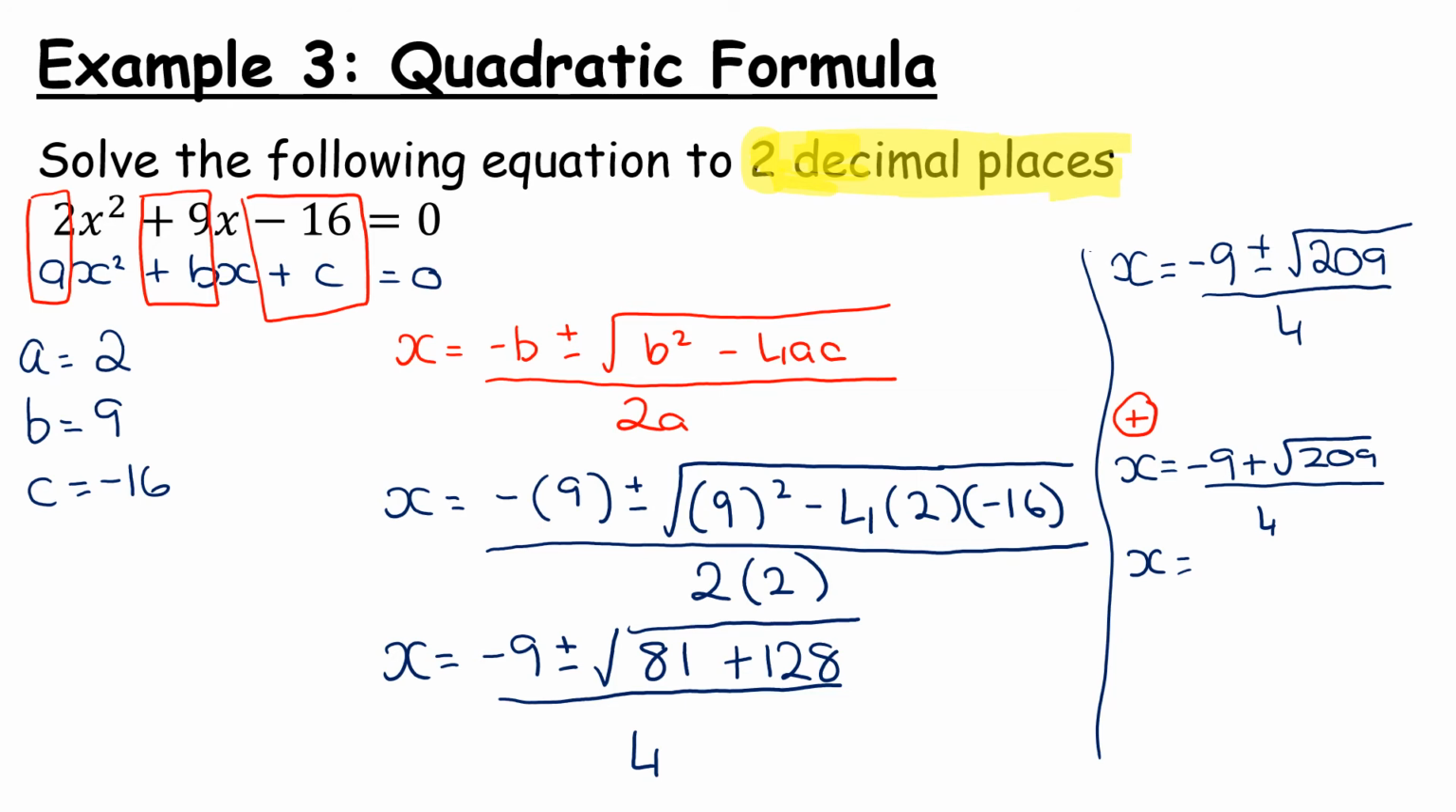Use your arrow button to go down all over 4. It will return this to you as a surd. So we want to then convert it to a decimal, and we get 1.36. We then work out the minus. So where we put the minus in the formula, so x equals minus 9 minus square root 209 all over 4.